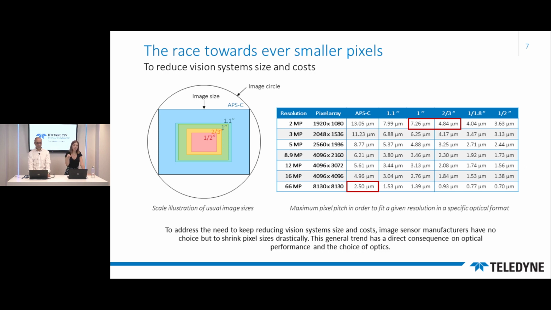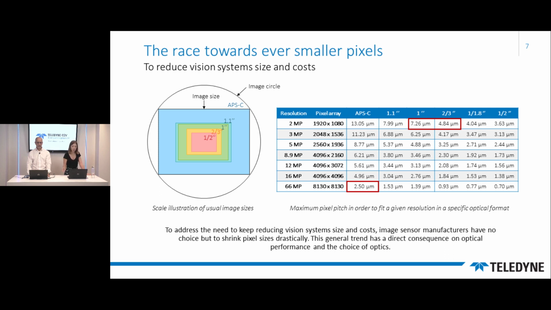So you see in the table, you have on the left the resolution and the corresponding pixel array, quite precise. And then you have the maximum pixel pitch for APS-C. Then you have some numbers for C-mount and S-mount on the right. So what you can see is, to fit with smaller lenses and smaller mounts associated, we have to decrease the pixel size, and in fact, we have to decrease it quite a lot.